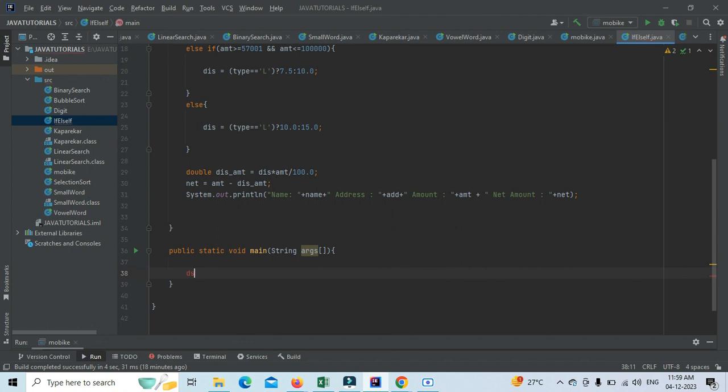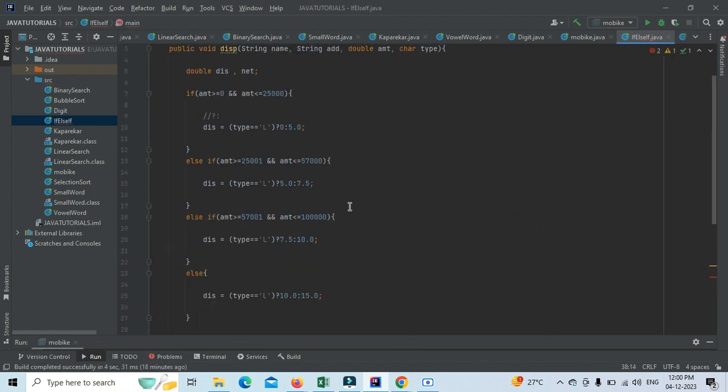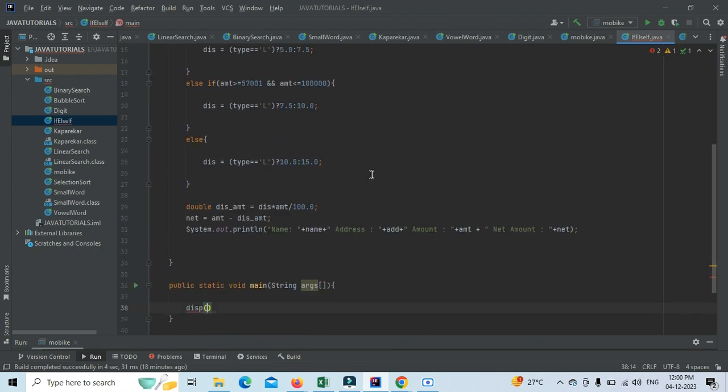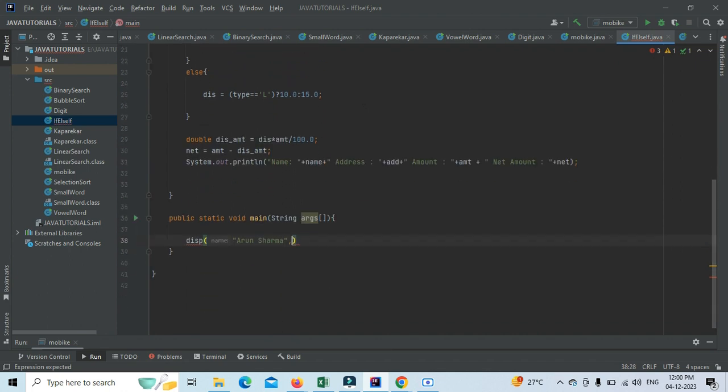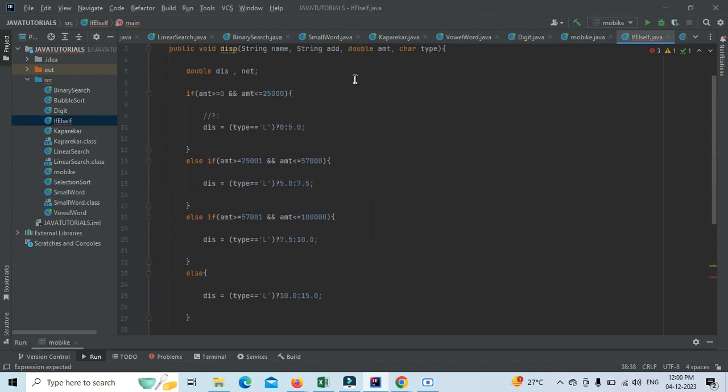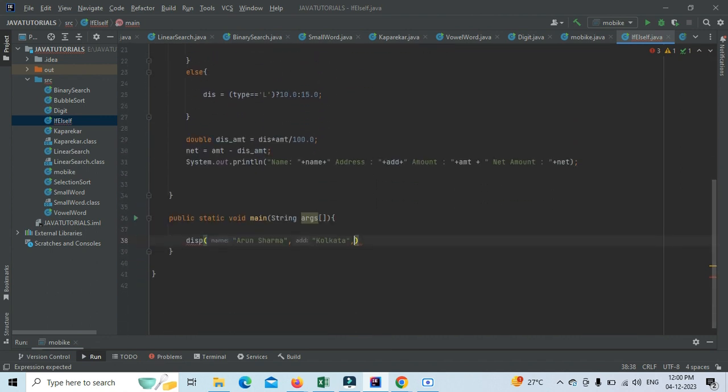Now I am invoking the display method with some input. Let's suppose my name is, I gave it here, and it's a dummy name, not my name. Next I'm giving the address, let's say Kolkata, and then I put the amount of purchase. Let the amount of purchase be 67,000, and the type is L, meaning laptop.